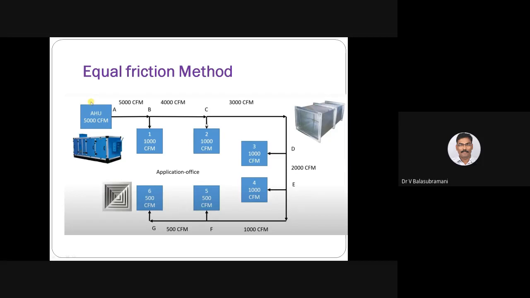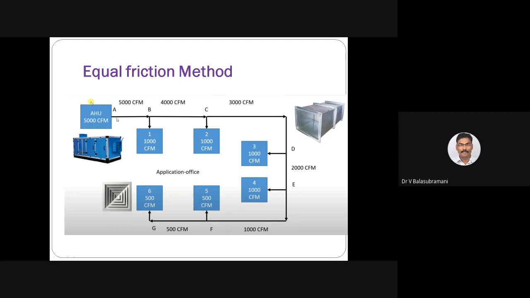So if you sum up, please note down, if you sum up all the things, it should be equal to the input. The input is equal to output. That's called the system. So if you sum up all the things, it is equal to the air handling unit total input. So okay, it is correct.